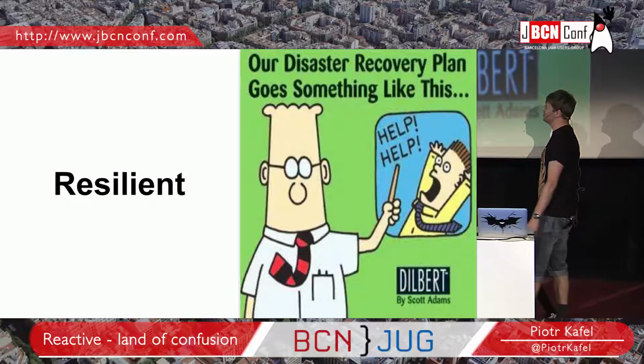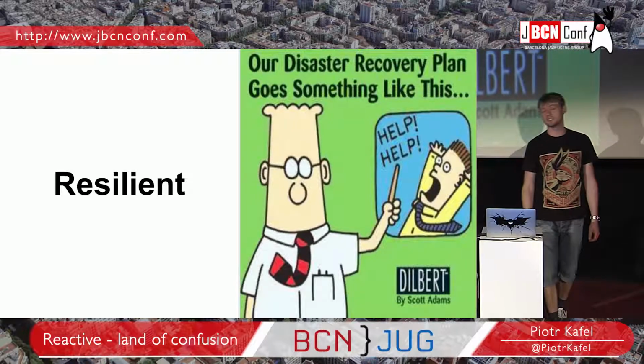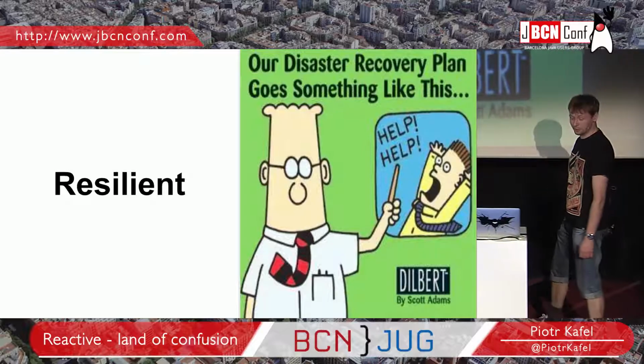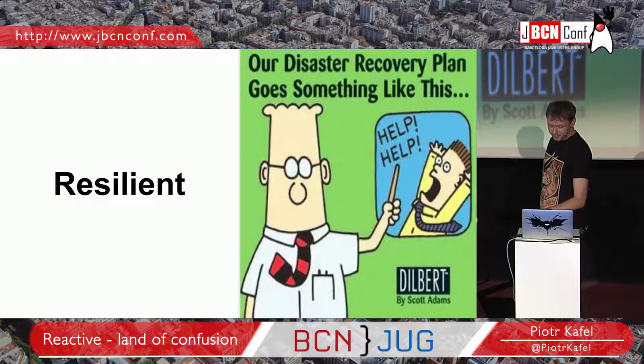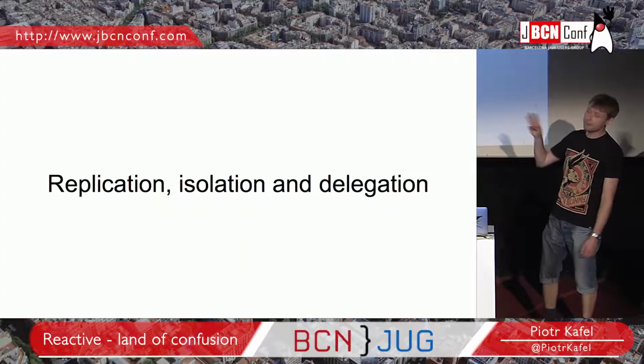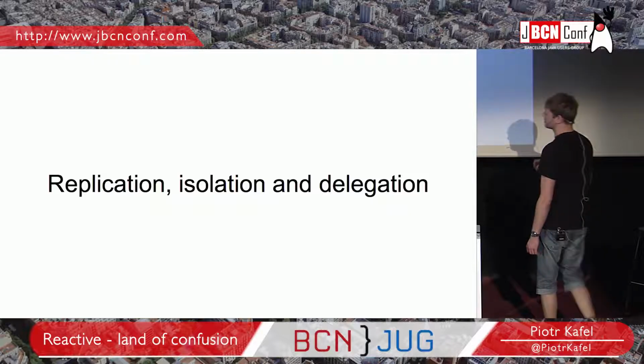The system was pretty old. Nobody was really developing it. It was just there, running. So as you can imagine, we were pretty surprised. Not a very resilient system. But how do you actually get resilience? Three very important things about resilience are replication, isolation, and delegation.